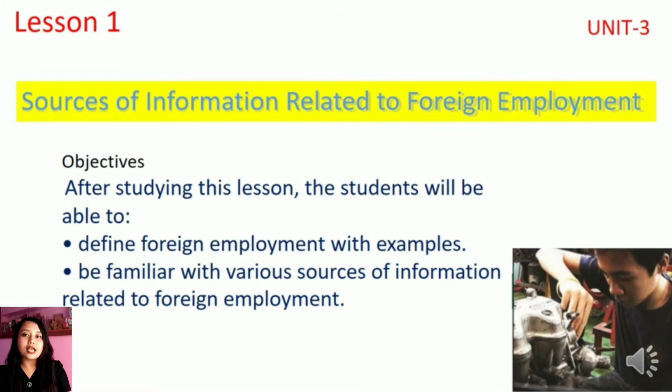Okay, so lesson 1 is about the sources of information related to foreign employment, and here we'll be studying foreign employment with examples. What sort of foreign employment is provided? Okay, we'll be studying examples of that.